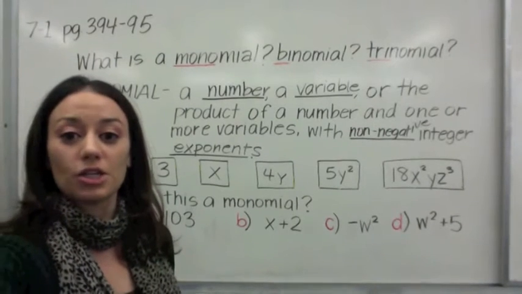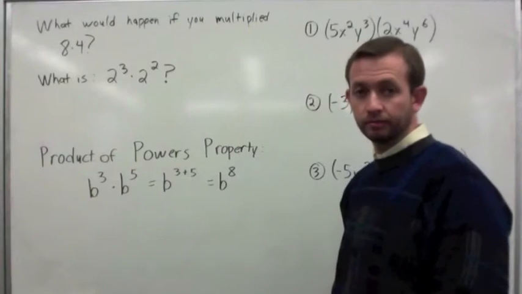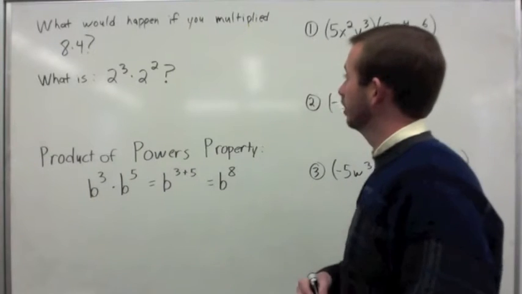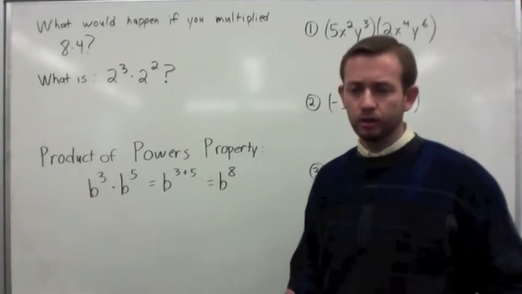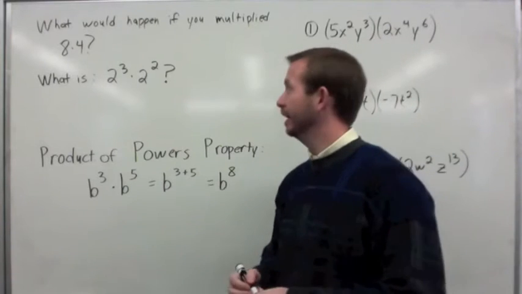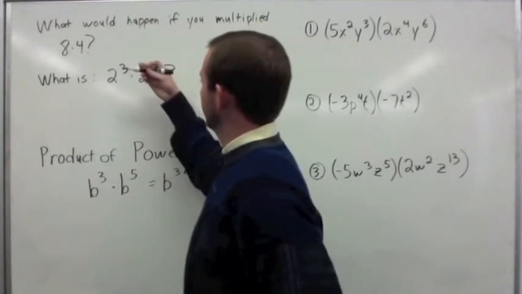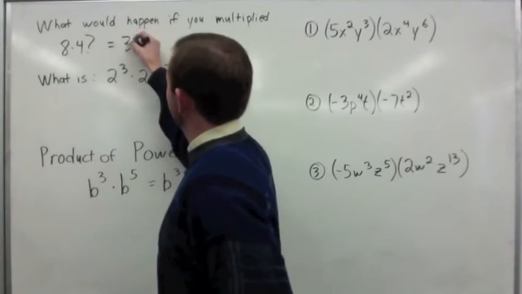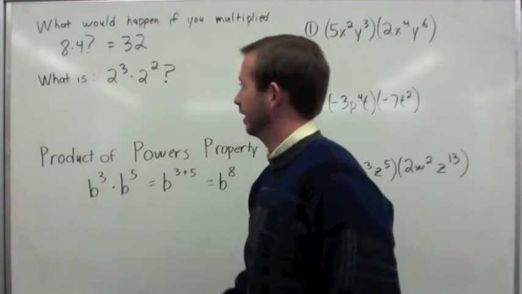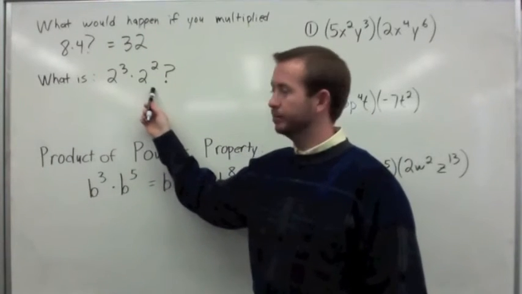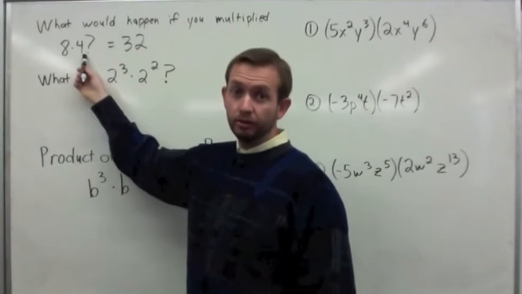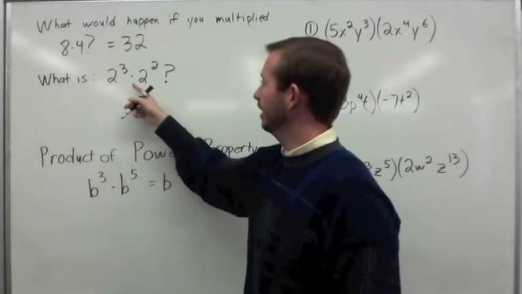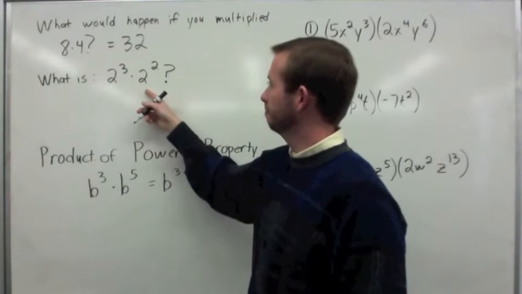All right, picking up where Ms. Cochran just left off. What would happen if you multiplied 8 times 4? Well, we know what 8 times 4 is. We memorized that. It's 32. Well, you're going to be doing the same type of thing with this, only now you're going to be dealing with exponents. 2 cubed actually is 8, and 2 squared actually is 4. So I really do have 8 times 4 here, it's just written differently.